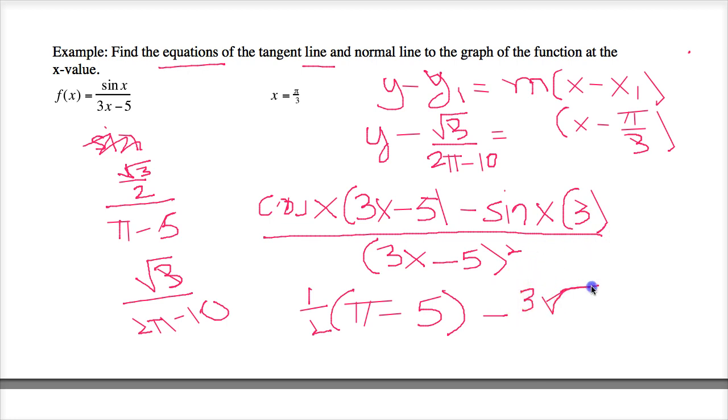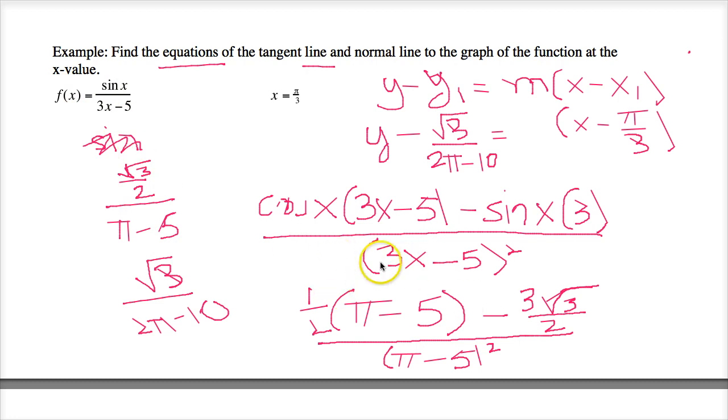Some of you may be lost already because of all these big numbers, but don't be intimidated. Just follow the rules. And on the bottom, when I plug in pi over 3, I'm going to get pi minus 5 squared. Again, your gut's going to say, man, this is so messy. What do I do? It's an answer. It's an actual number. If I wanted to, I could put it inside a calculator and get a number. But this is the slope of a tangent line to this function.